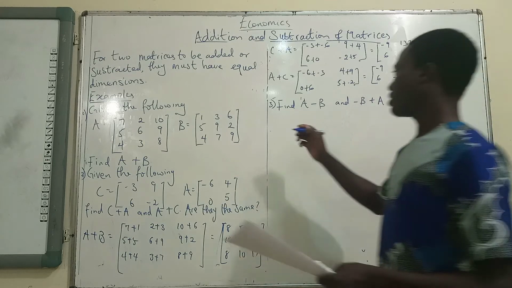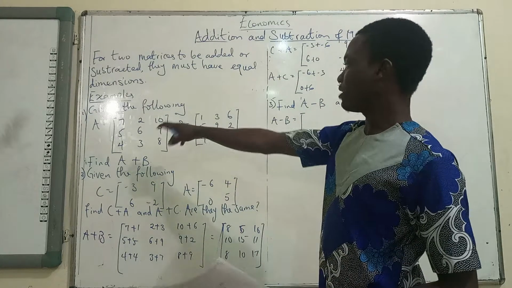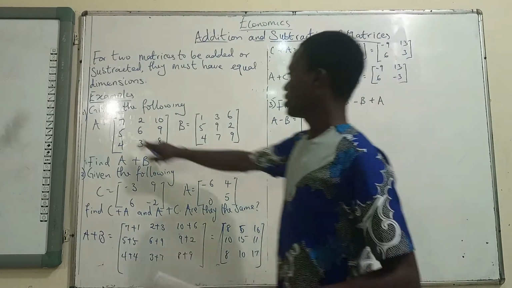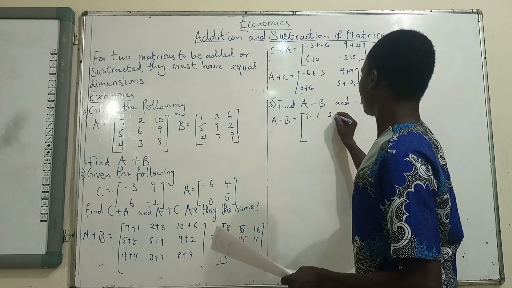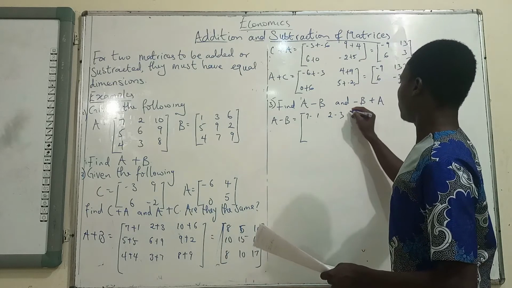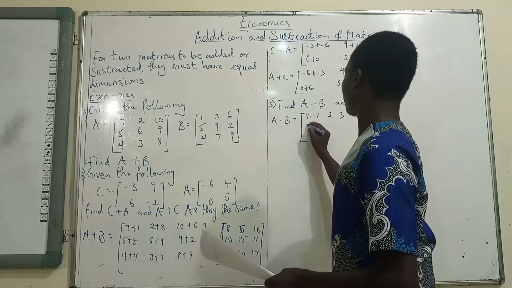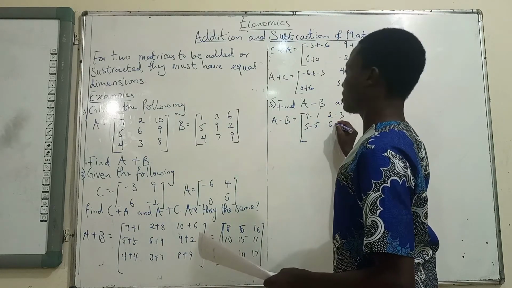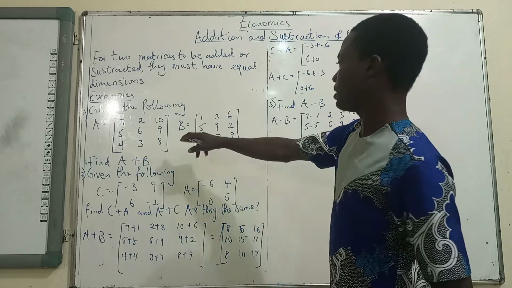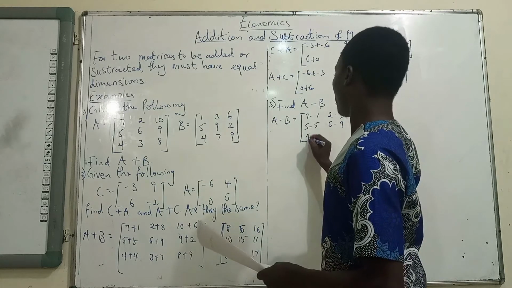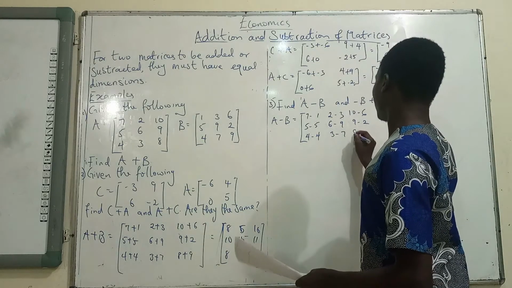So how do we do a minus b? A minus b is simply this. You have 7 minus 1, 2 minus 3, then 10 minus 6, 5 minus 5, 6 minus 9, then 9 minus 2, then we have 4 minus 4, 3 minus 7, then 8 minus 9.